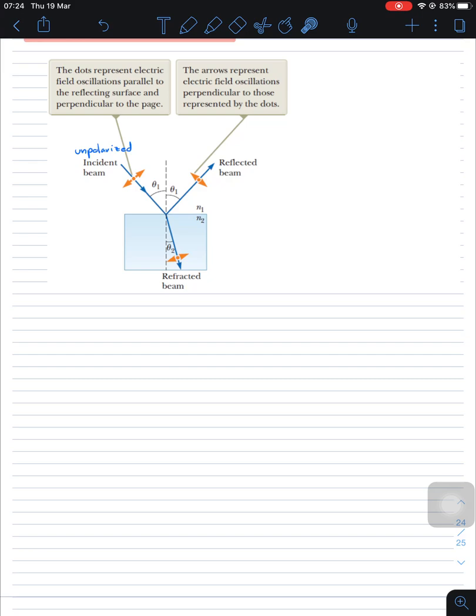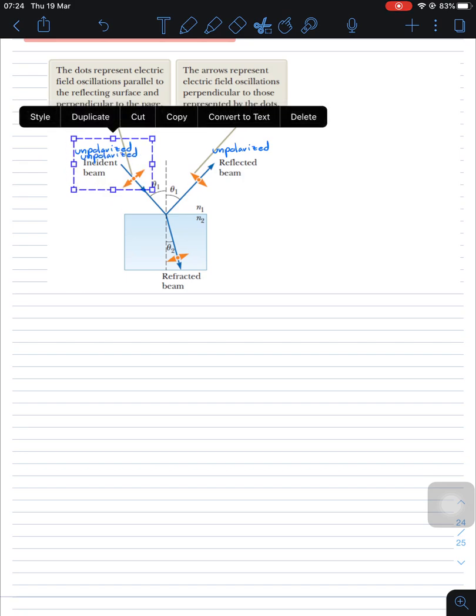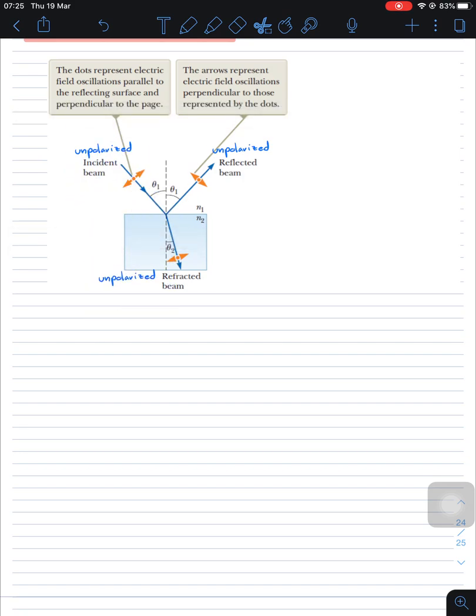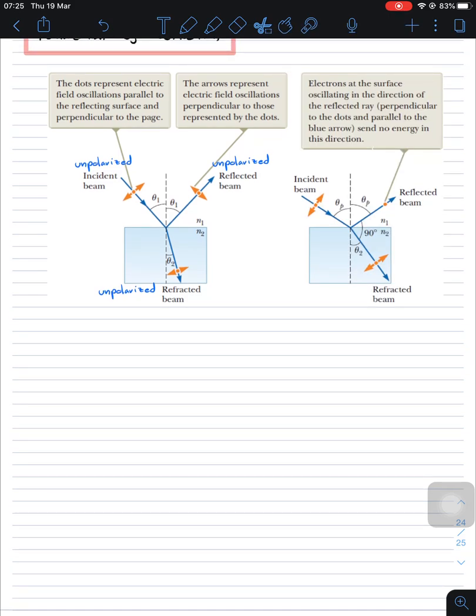So when we have the unpolarized incident beam come to the interface, some part will be reflected, and some part will be refracted. In the general case, the reflected beam is going to be unpolarized as well, and the same for the refracted beam, it is going to be unpolarized as well. That's going to be the general case. But from the experiment by Brewster, let me talk about that one later.